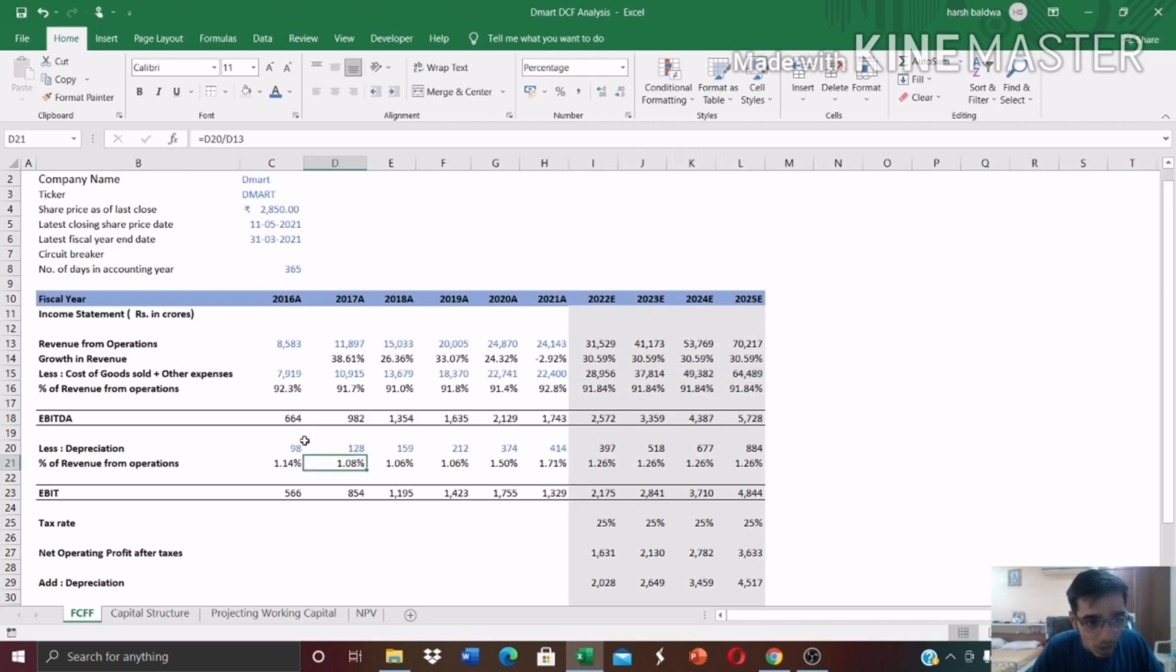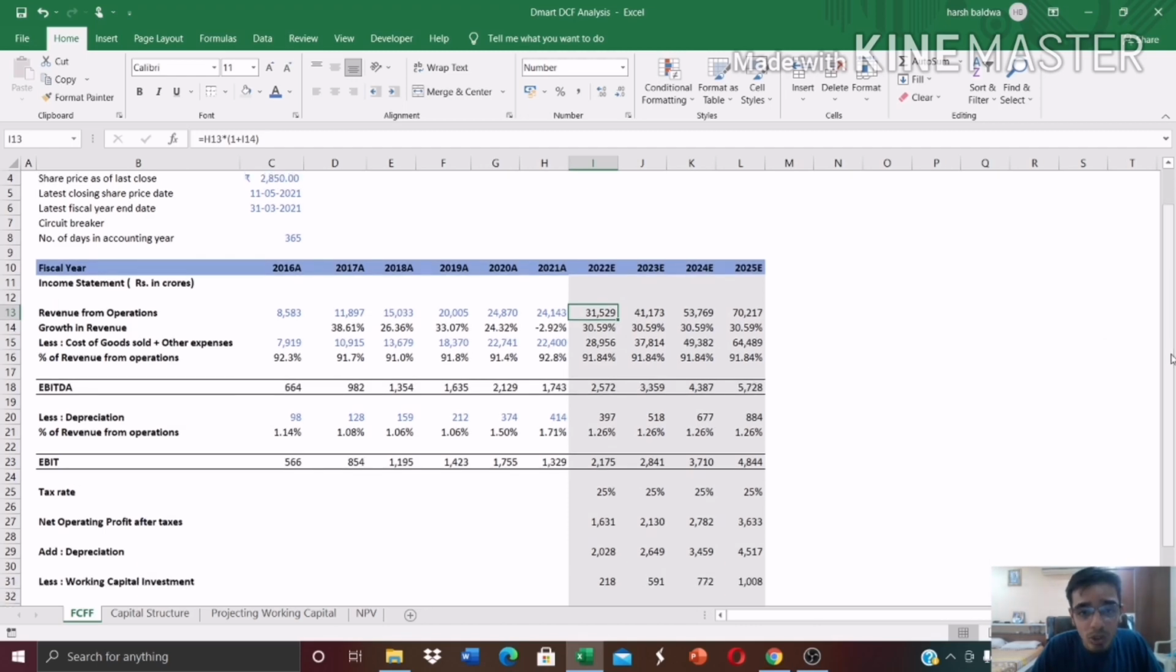Next thing is calculating the EBITDA, which is nothing but revenue from operations less cost of goods sold less other expenses. So you get the EBITDA from 2016 till 2025. Next will be calculating the depreciation. Again, you can estimate the depreciation as a percentage of the revenue from operations, and you can take the average percentage and simply multiply this average percentage with the estimated revenue, and you get all these figures for depreciation as well. So as you note, everything is a percentage of the revenue from operations.